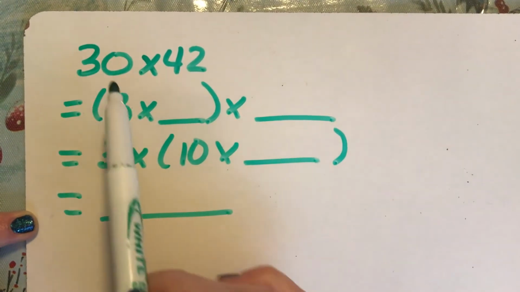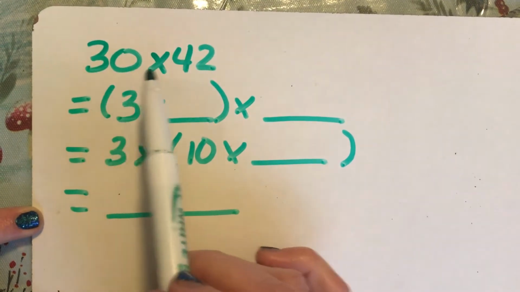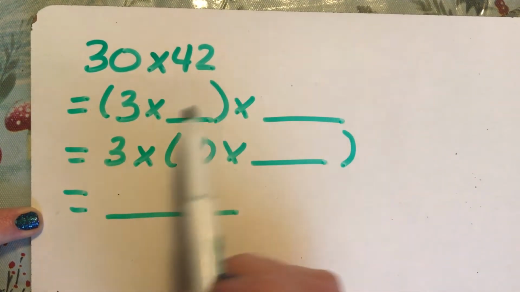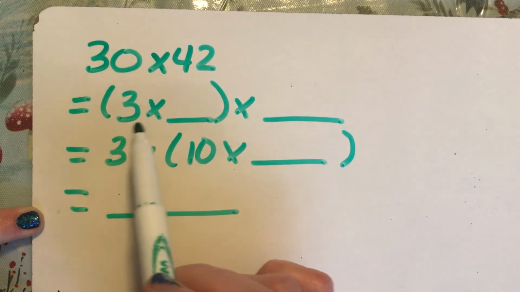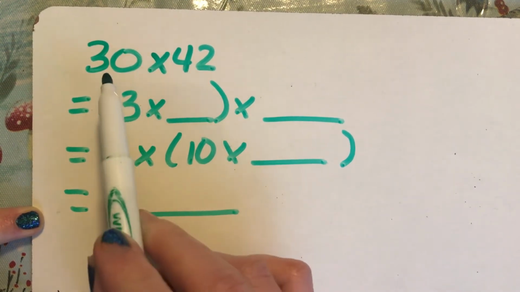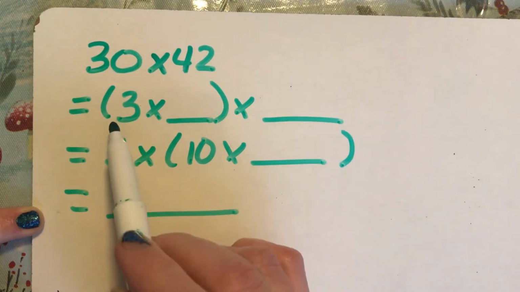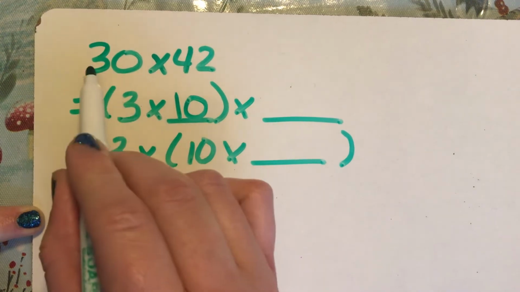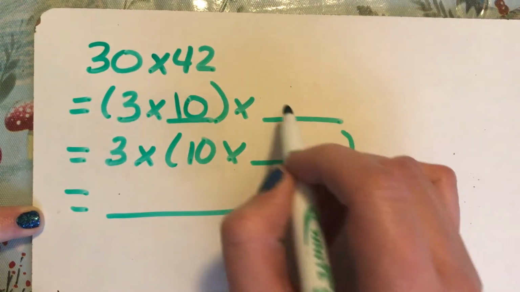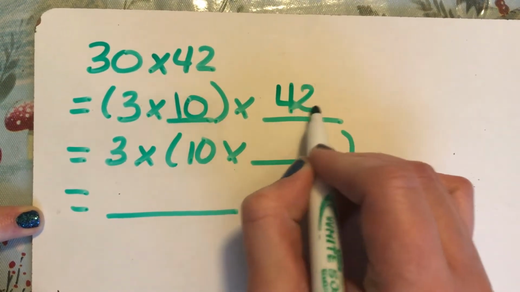So in order to do that, first I'm going to look at my equation. I have 30 times 42. Okay, then I see that they're breaking apart one of the numbers. Because I see that 3 is here, I know 3 is a factor of 30. The other factor would be 10. So 3 times 10 is 30, and then I'm going to write my 42 on the next line.